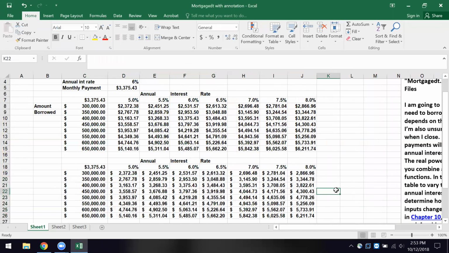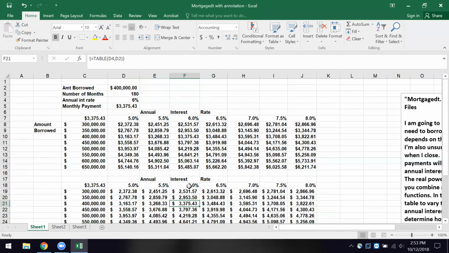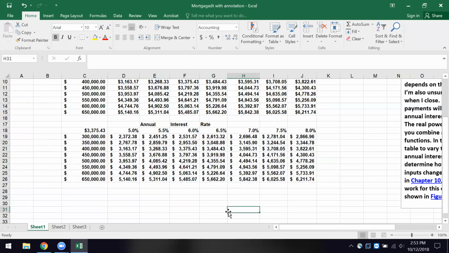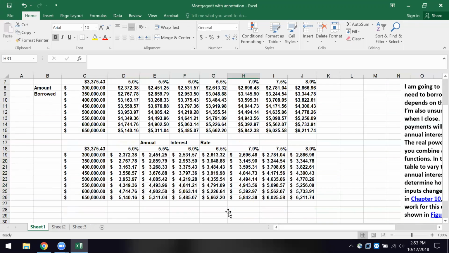Now again, okay, let's see if I'm correct. At 6% and $400,000 borrowed, I should have a payment of $3,375.43, and I'm good. Now, I'm going to go ahead and use the conditional formatting.